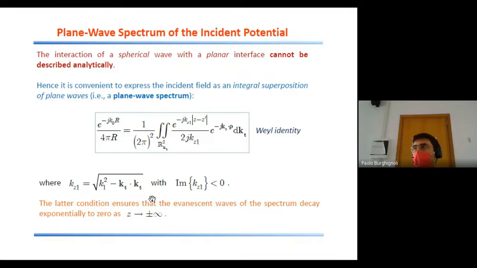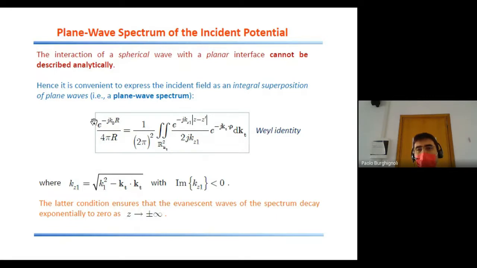Since we need to take a square root, which is a two-valued function, we also need to make a choice between the two determinations of this square root function, and the choice we will make is consistent with the fact that the evanescent waves of this spectrum must decay at infinity. So if you observe the field far from the interface, any of the evanescent waves contained in this two-dimensional spectrum must decay at plus and minus infinity. This can be enforced by requiring that the imaginary part of the vertical wave number kz1 be less than zero, because in this case this exponential here becomes an exponential that decays at infinity in both directions away from the source.